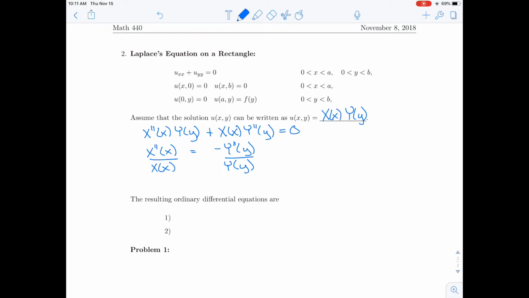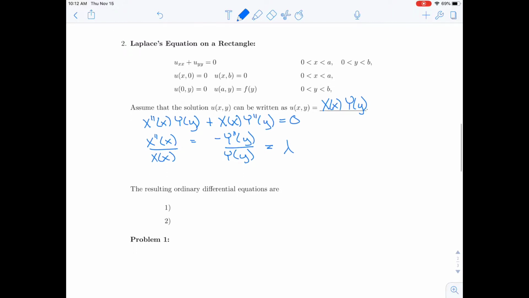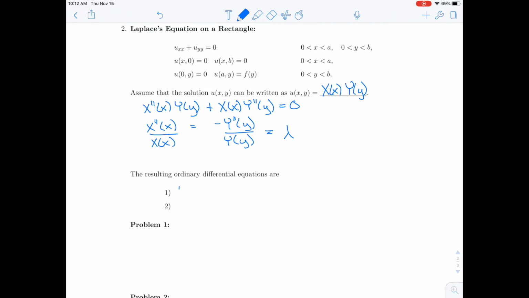So what I have on the left side is a function of x, and on the right side is a function of y. And as you recall from before, if I have a function of x that for every x equals a function of y for every y, then both of those functions must equal some constant, and I'll call that constant lambda. Okay, so there are now 2 resulting ordinary differential equations that I can get from this relationship. I have that Y double prime of y plus lambda Y of y is equal to 0.